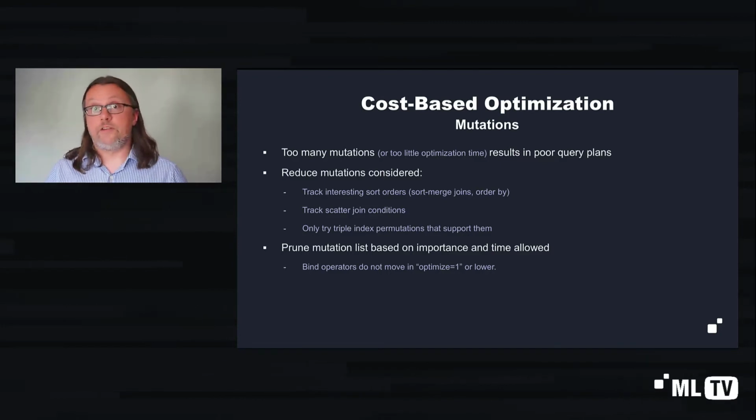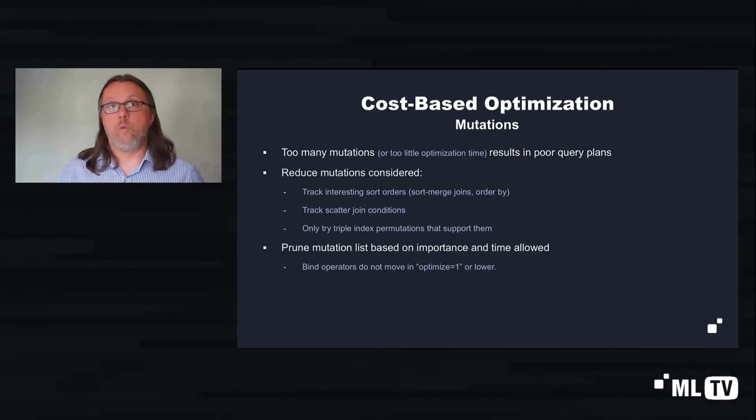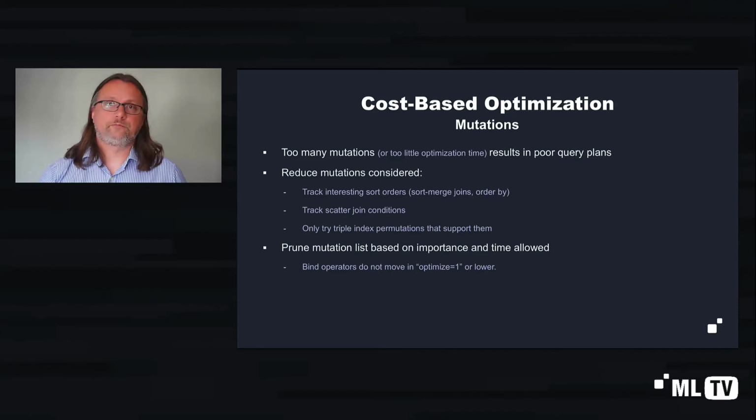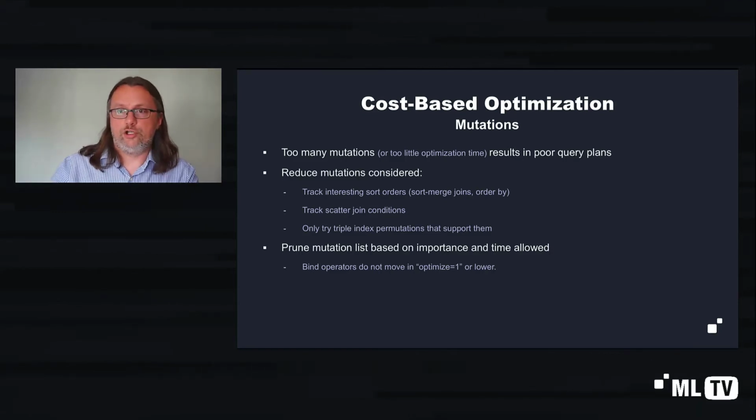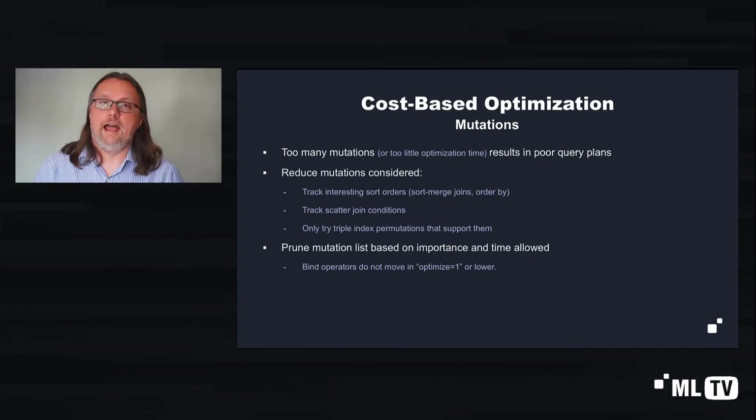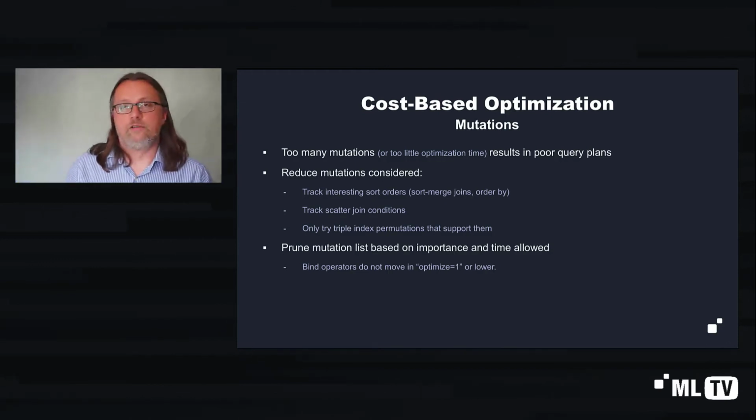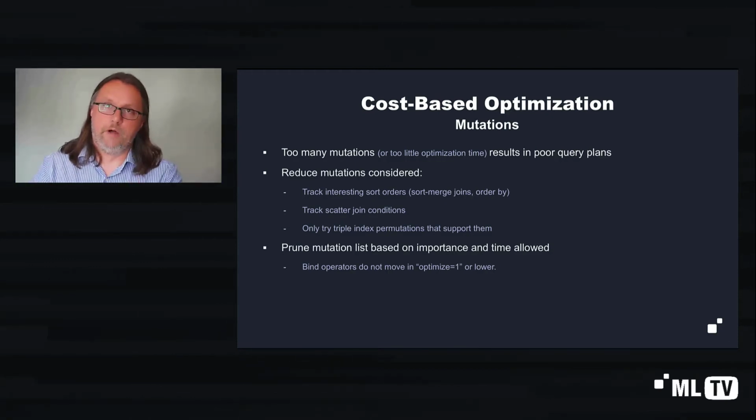An example of this is that at optimize level 1, the bind operators push and pull mutations are always pruned. It's only at higher optimization levels that we'll explore the possible benefits of pushing down bind operations to potentially make them more efficient.